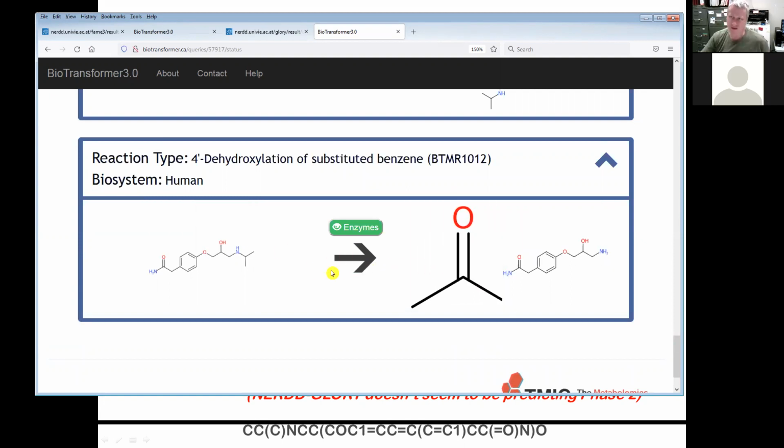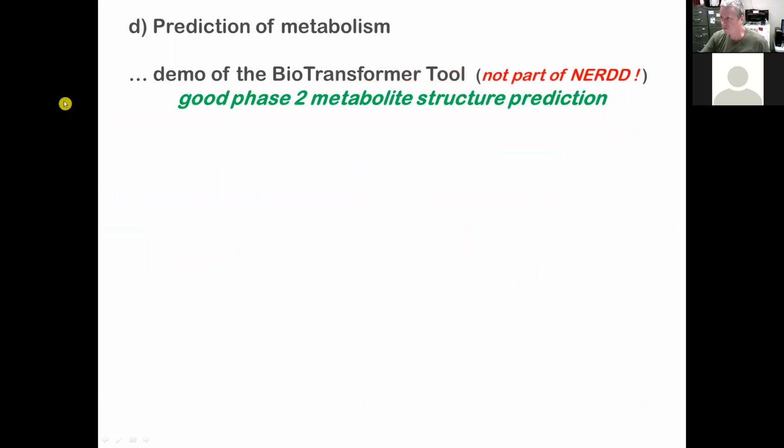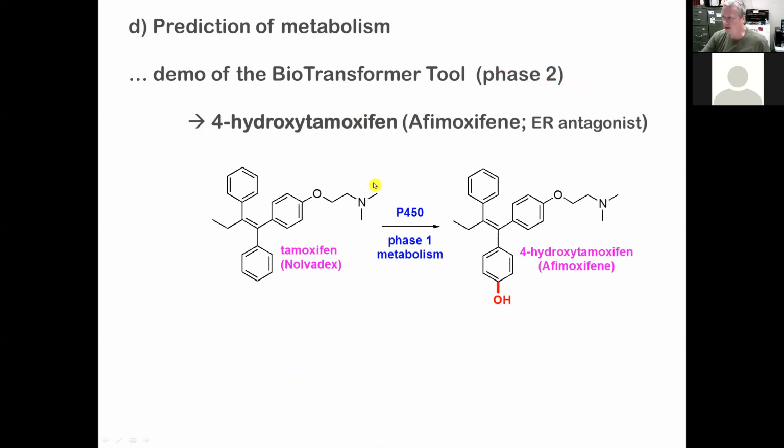Okay, so let's try the phase 2 one. I tried phase 1. Let's try phase 2. Okay, let's see if it can predict some phase 2 metabolism. So we're on this Biotransformer tool. Okay, so let's predict the phase 2 metabolism. Let's see if it works. I'm not sure if it'll work.